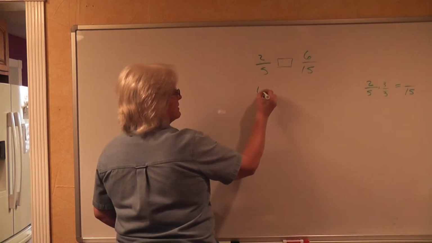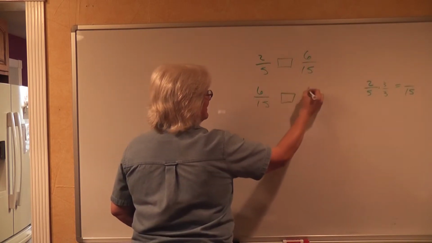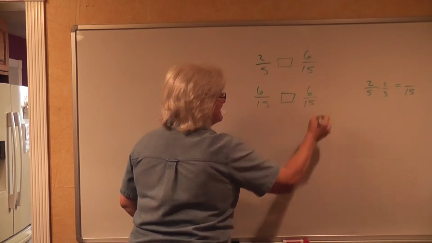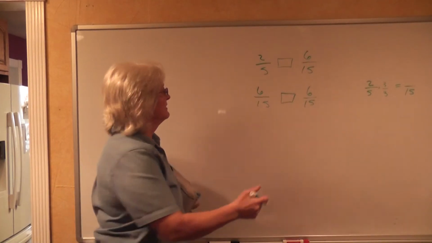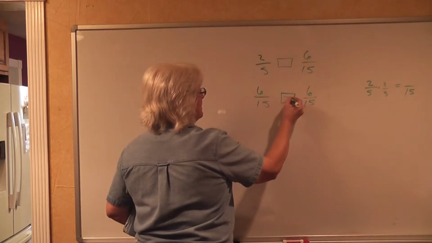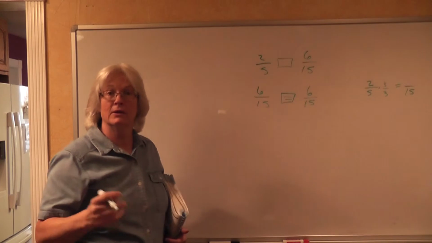So we have 6/15. How is that going to compare with 6/15? This is a very, very hard problem, isn't it? Obviously, they're exactly the same. They just have two different denominators.